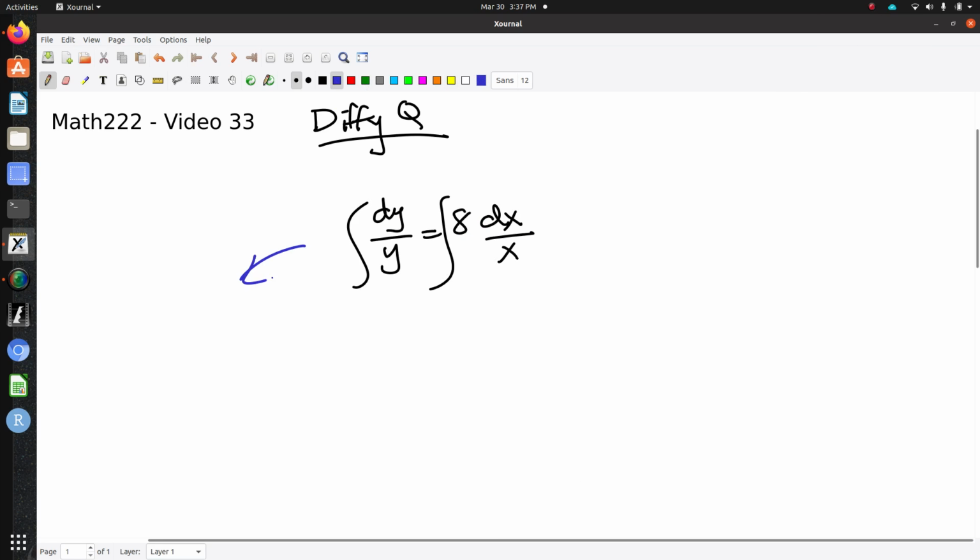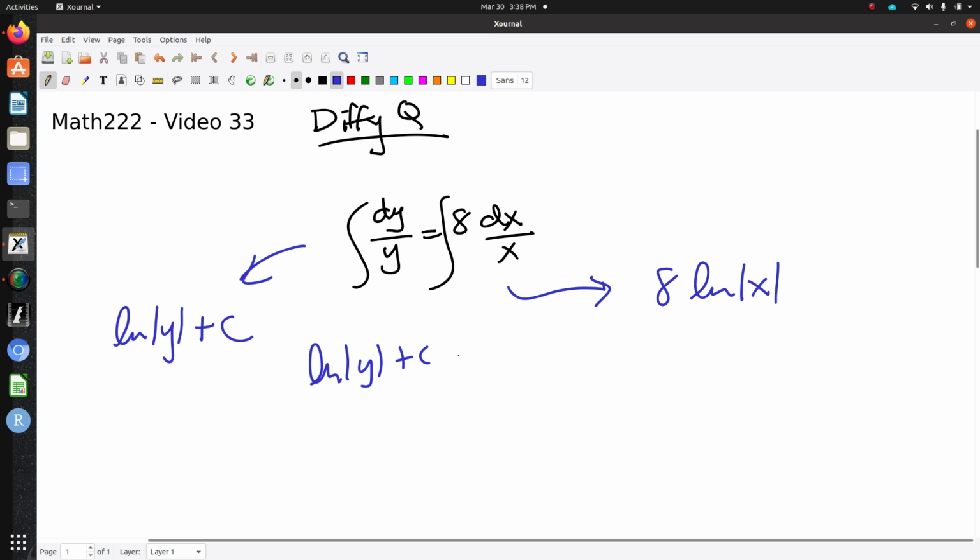So I'm going to say this is natural log of y plus some constant. And this is going to be 8 natural log of x plus some constant, but I don't need a constant on either side. It doesn't really matter which one you put it on. You could put 2 constants, but it all washes out. So what do we have? We said natural log of y plus some constant equals 8 times natural log of x. If we're dealing with a strictly positive situation, we can just put the 8 up here if we wish.